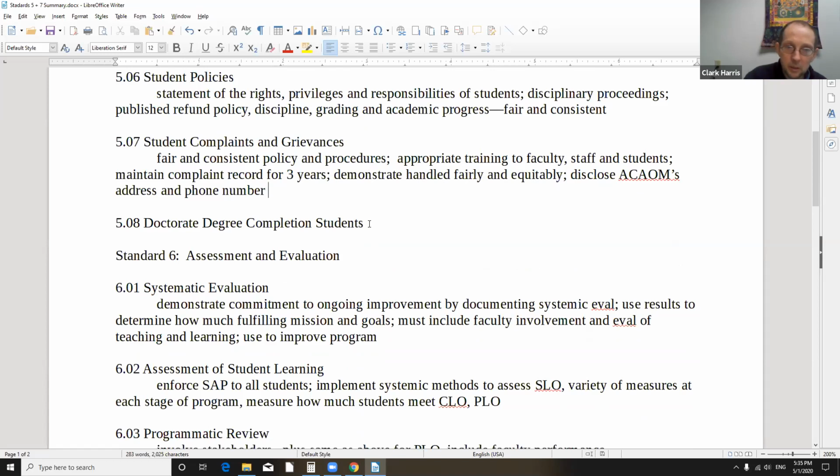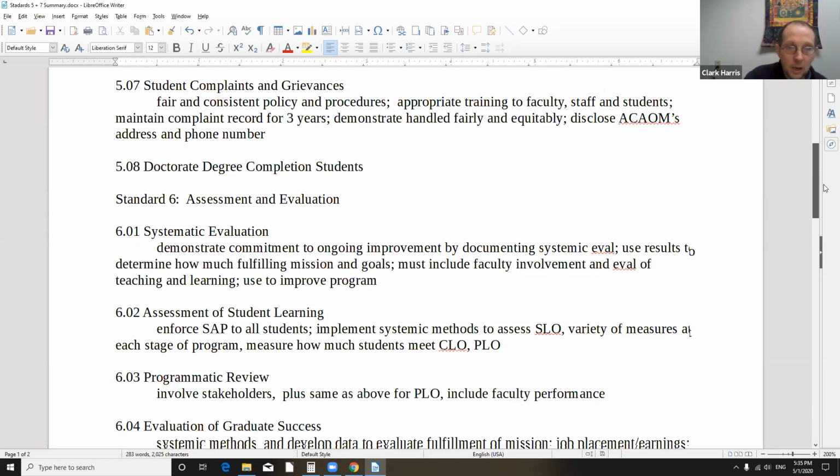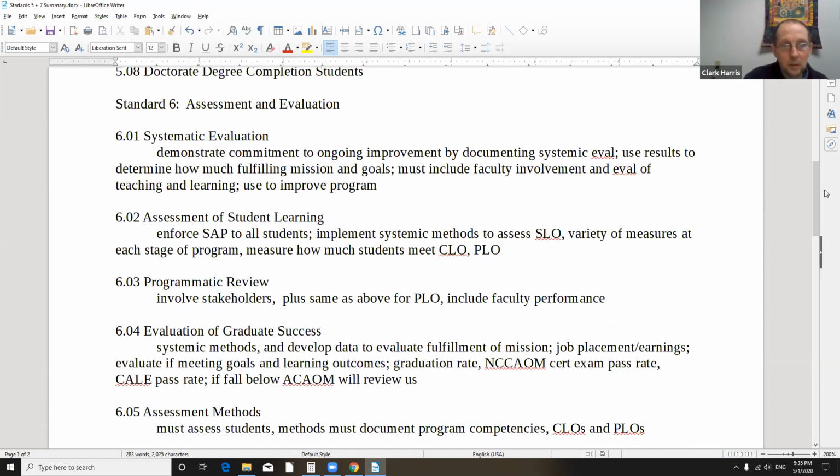Doctorate degree completion students, I didn't go into that one since it's pretty much a moot subject for now. We're focusing on the master's assessment and evaluation, and the doctorate one's very similar to the master's one anyway. So systemic evaluation: demonstrate commitment to ongoing improvement by documenting systemic evaluation, use results to determine how much we are fulfilling the mission and goals, must include faculty involvement and evaluation of the teaching and learning. And we need to use our evaluations to improve the program.